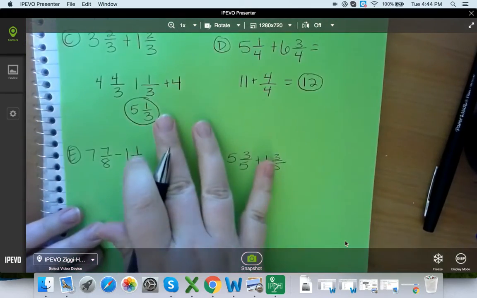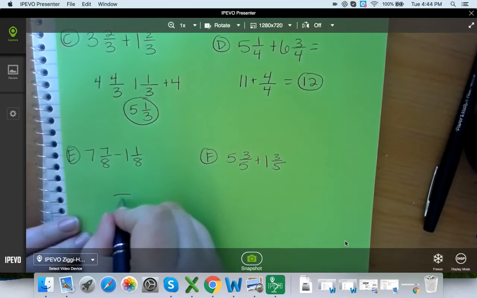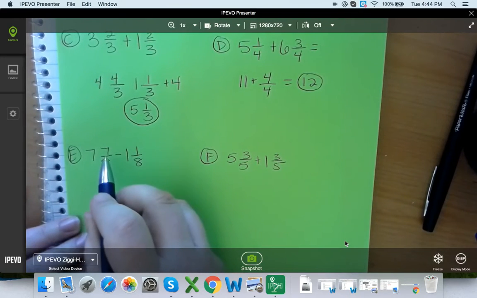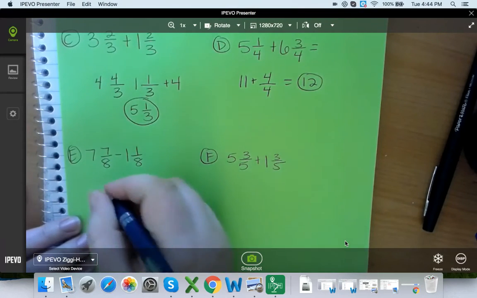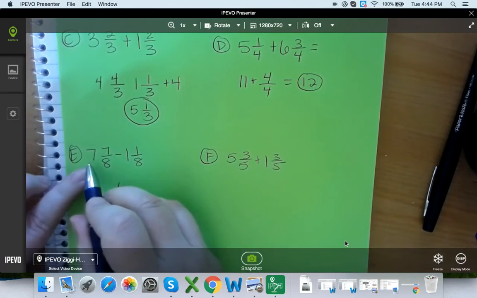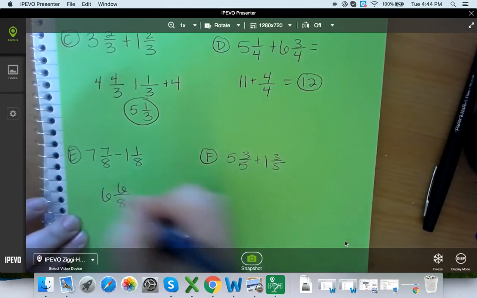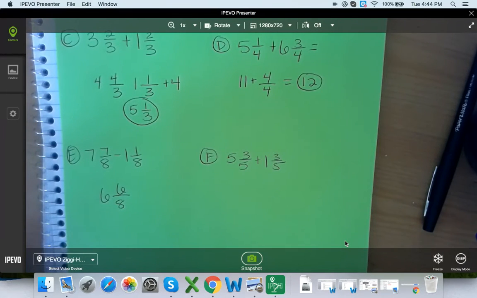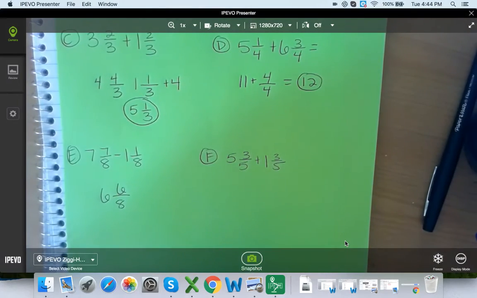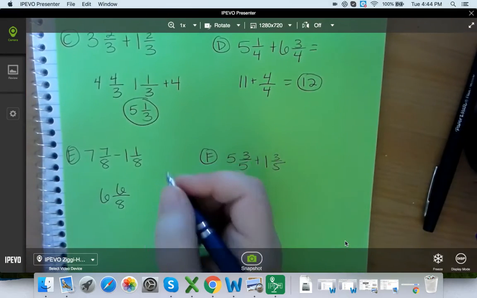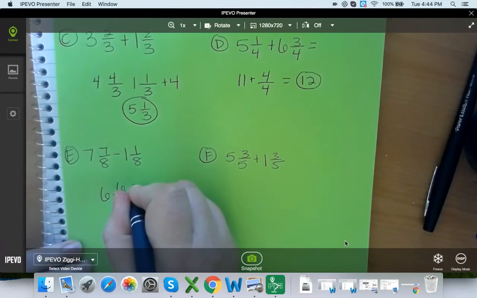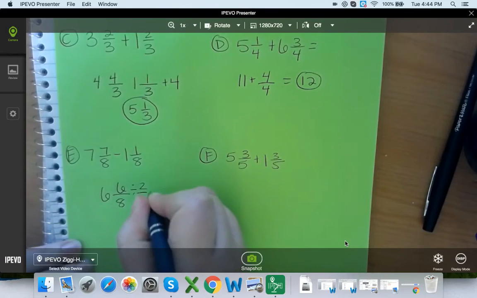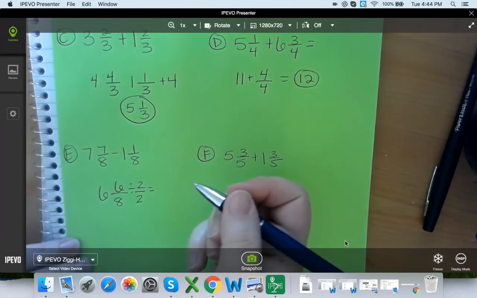All right, jumping down to letter E. Keep your 8s. Now it's subtraction, so we've got 7 minus 1, that's going to be 6. And 7 minus 1 here is also going to be 6. So I've got 6 6/8. And what I'm going to do for that one is reduce it, because 6 and 8, they're both even. So I know if they're both even, I can at least divide them by 2. So I'm going to start there and see if I need to make it any smaller. I can always reduce again if I need to.